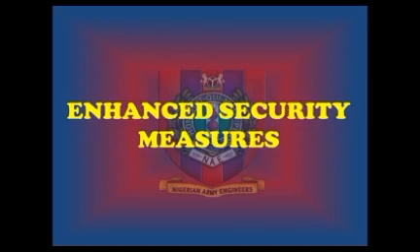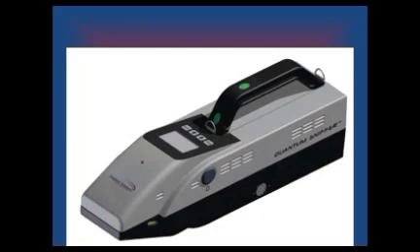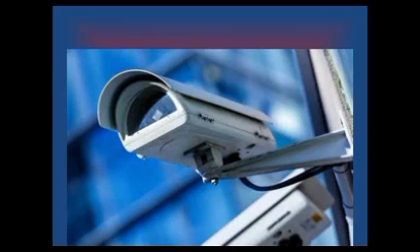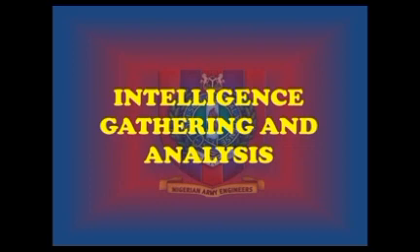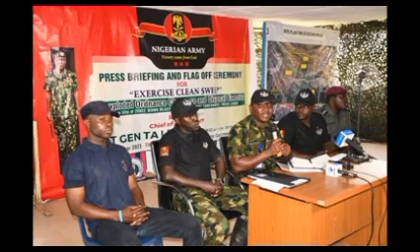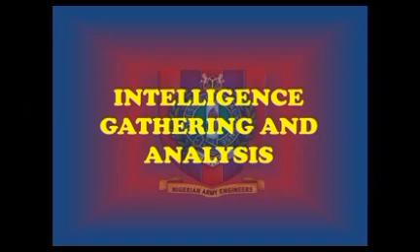Next is enhanced security measures. Deploying enhanced security technologies such as explosive detection systems, surveillance cameras, and metal detectors can help identify potential threats in public areas. Next is intelligence gathering and analysis. Gathering intelligence on potential attackers and sharing this information across law enforcement agencies is vital for preemptive action against individuals or groups planning IED attacks.